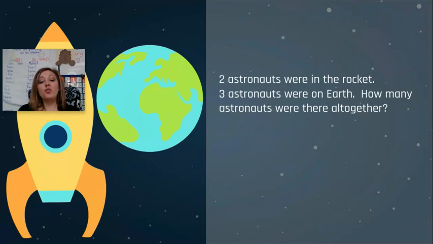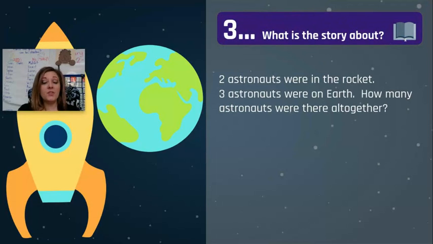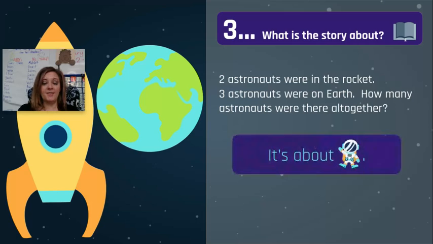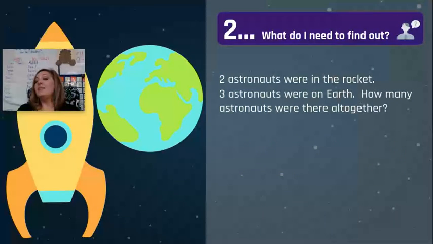I have 2 astronauts were in the rocket. 3 astronauts were on Earth. How many astronauts were there all together? So let's go through the steps. What was the story about? This story was about astronauts. The second thing, what do I need to find out? I needed to find out how many astronauts did I have in all?